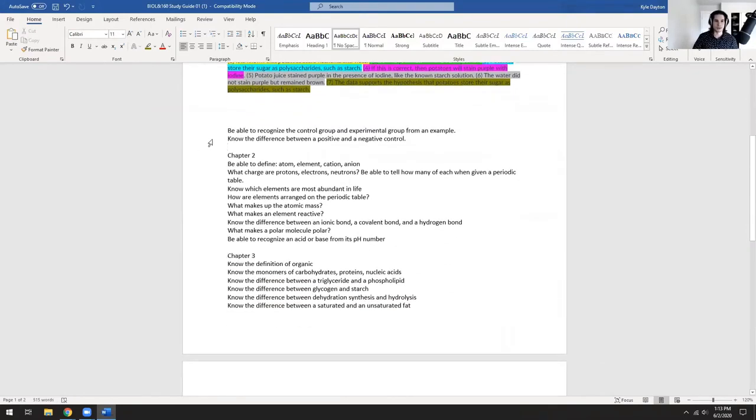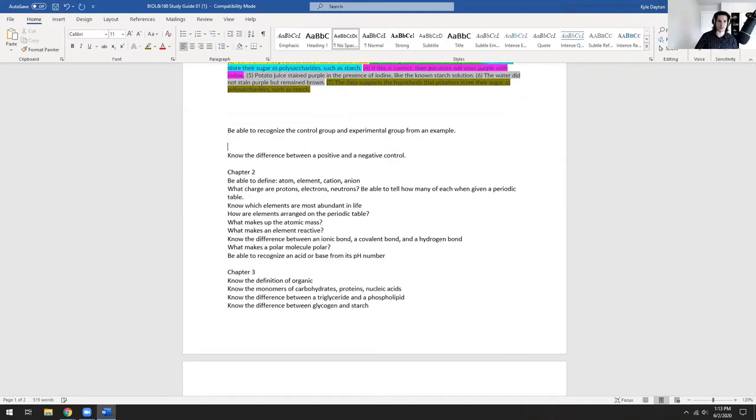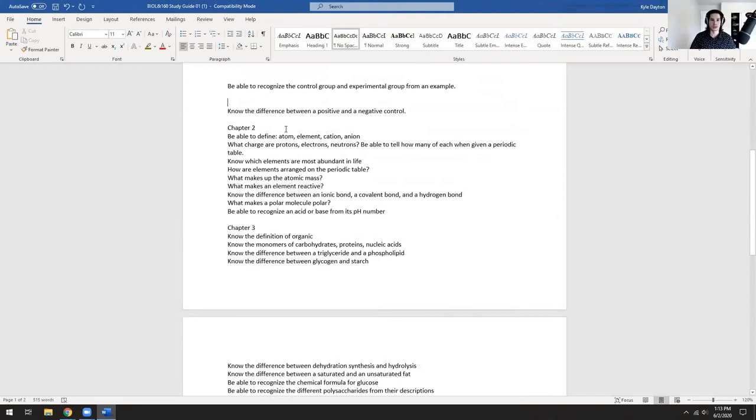Okay. Be able to recognize the control group and experimental group from an example. Okay. And this can kind of be grouped together with no difference between a positive and negative control. So a control group in an experiment is going to be the group that you make reference to. So let's actually just use the potato example.